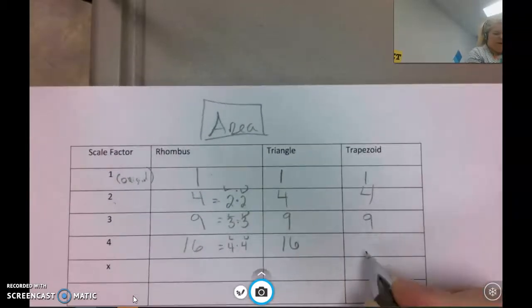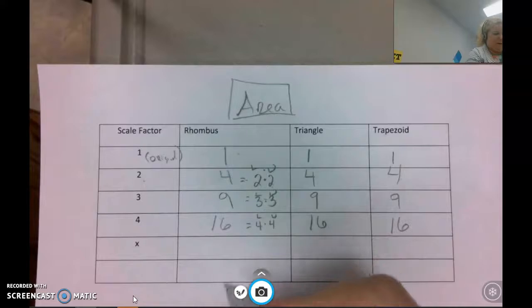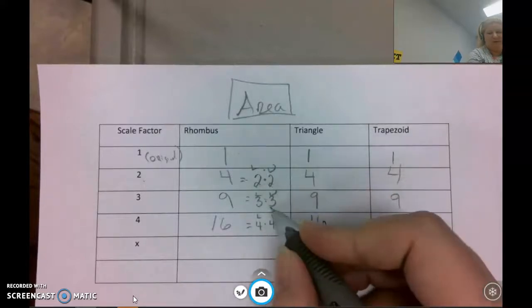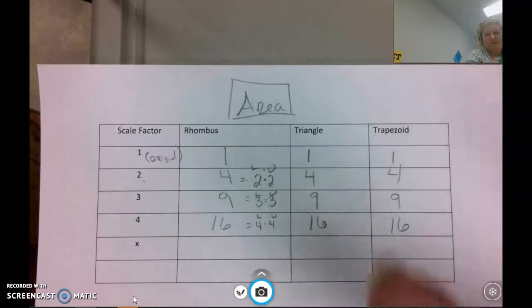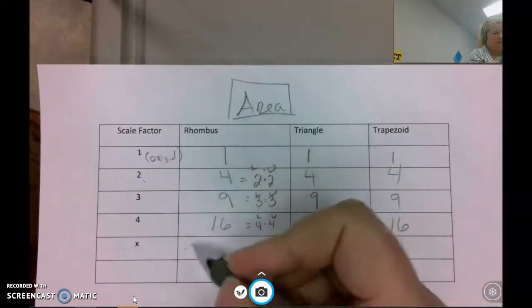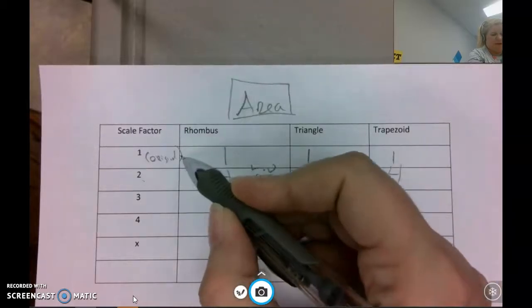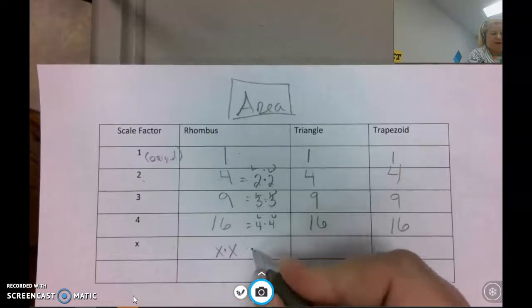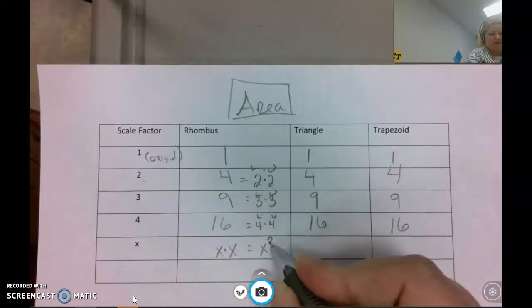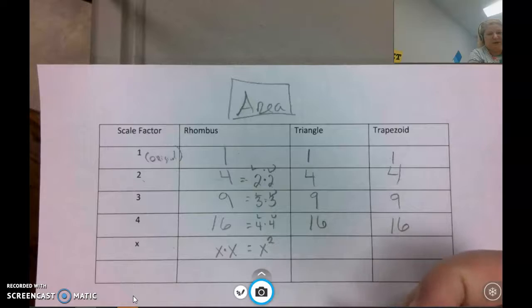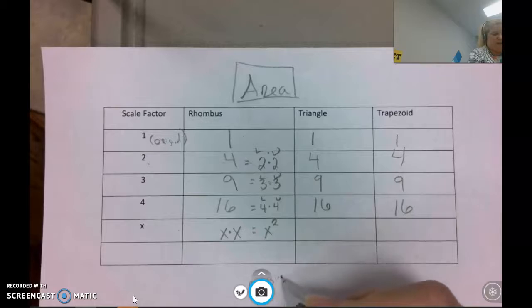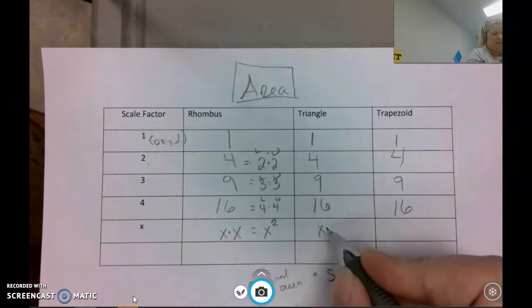So I'm not sure if you remember about exponents, but another way to write 2 times 2 is 2 squared. 3 times 3 would be 3 squared. 4 times 4 is 4 squared. So if the original figure is scaled by a factor of x, the new area would be x times x, which would be x squared. Okay, that's what I would multiply the original by. So to get the new area, we would take the original area times the scale factor squared.